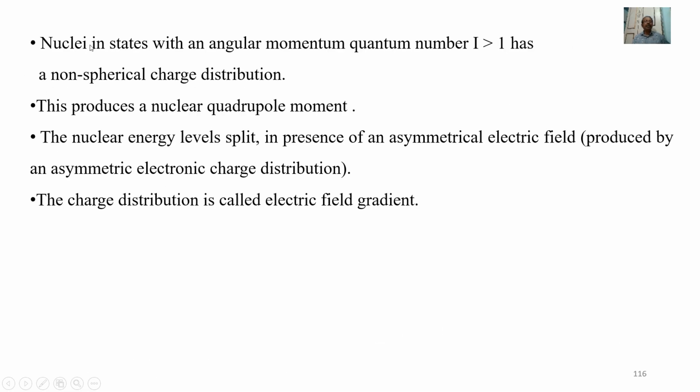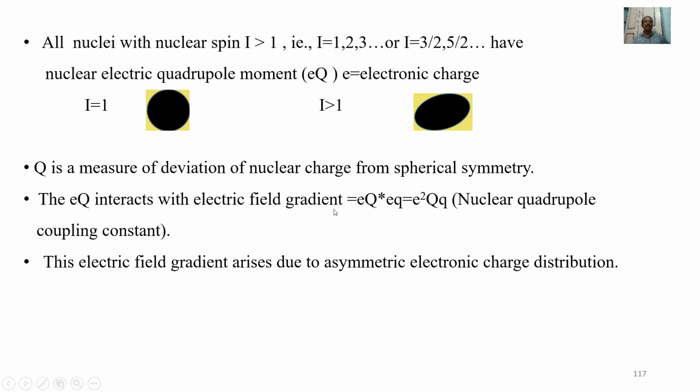Nuclei in states with an angular momentum quantum number I greater than 1 have a non-spherical charge distribution, which is nothing but asymmetric. This produces a nuclear quadrupole moment. The nuclear energy levels split in the presence of an asymmetrical electric field produced by an asymmetric electronic charge distribution. This charge distribution is called the electric field gradient in the nucleus.